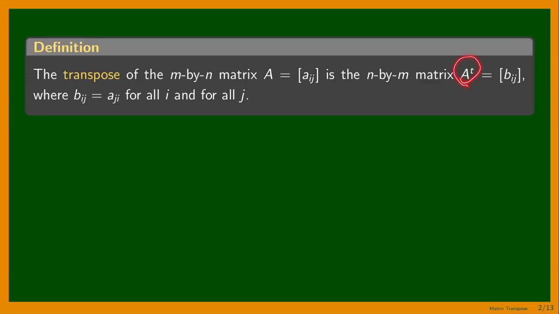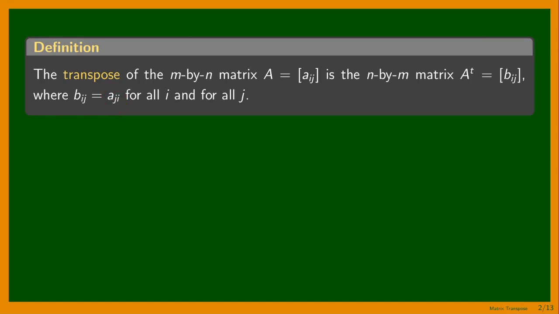First of all, the transpose of A is of size n by m, meaning to say the number of rows of A will be the number of columns in A transpose. Also, the number of columns in A will be the number of rows in the transpose of A. Now, if we denote by b_ij the ij entry of the transpose, then from the definition, b_ij is equal to a_ji for all i and for all j, meaning to say the ij entry of the transpose should be the ji entry of the original matrix.